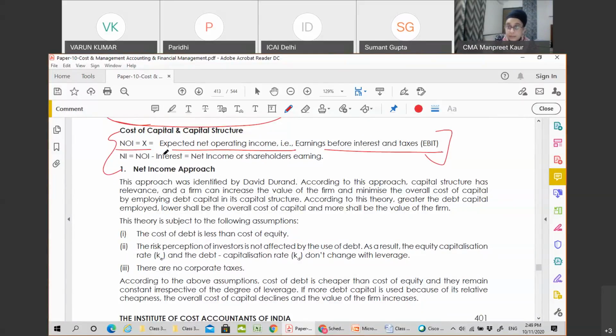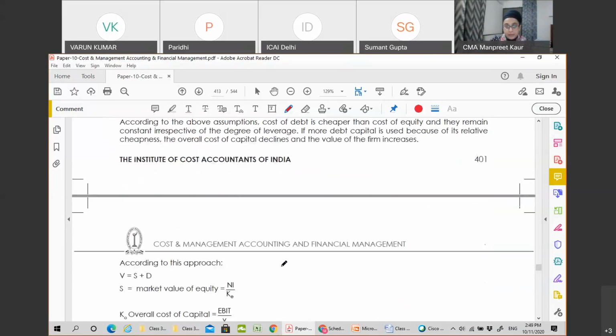What is net income, and what is the difference between net income and net operating income? Net income is equal to net operating income minus interest, or the shareholders' earnings. So we are done with the net income approach. Complete.